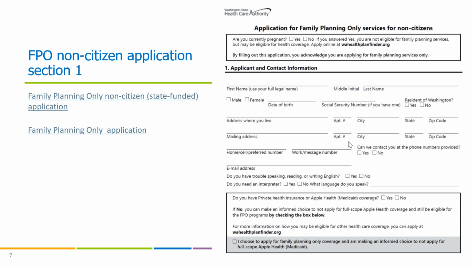You can now make an informed choice and decide, I don't want to apply for full scope Medicaid and I want to apply for family planning only services. That's fine. You will not get denied. And we'll go over the definition of full scope Medicaid when we go over the cover sheet. So let's go to the next slide, please.